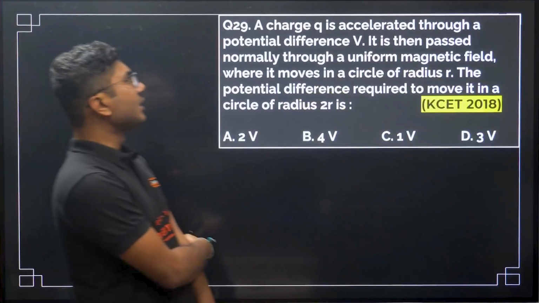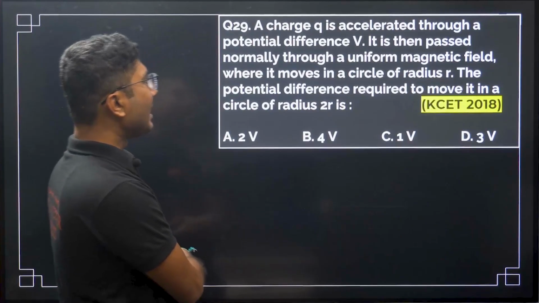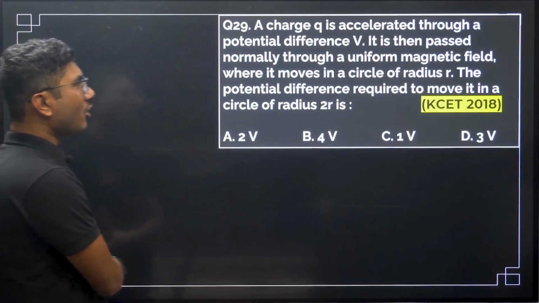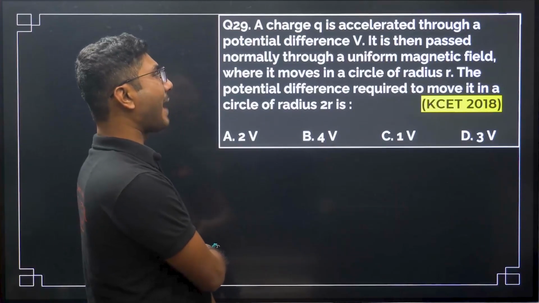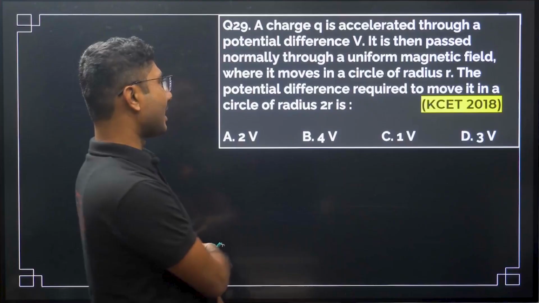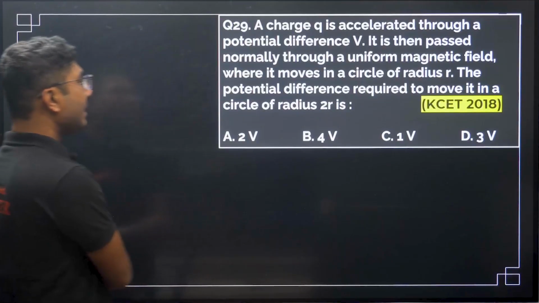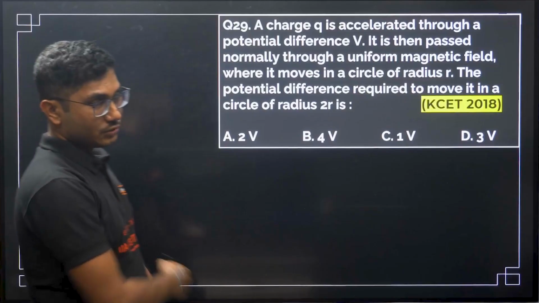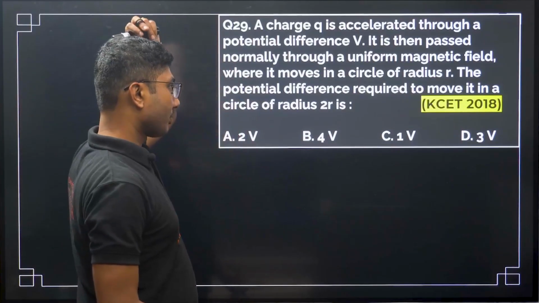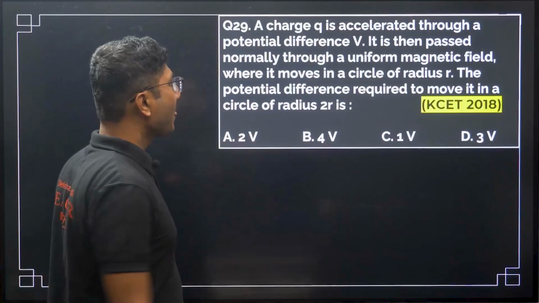A charge q is accelerated through a potential difference V. It is then passed normally through a uniform magnetic field where it moves in a circle of radius r. The potential difference required to move it in a radius of 2r is. So, very interesting question. Okay, so everything remains same.